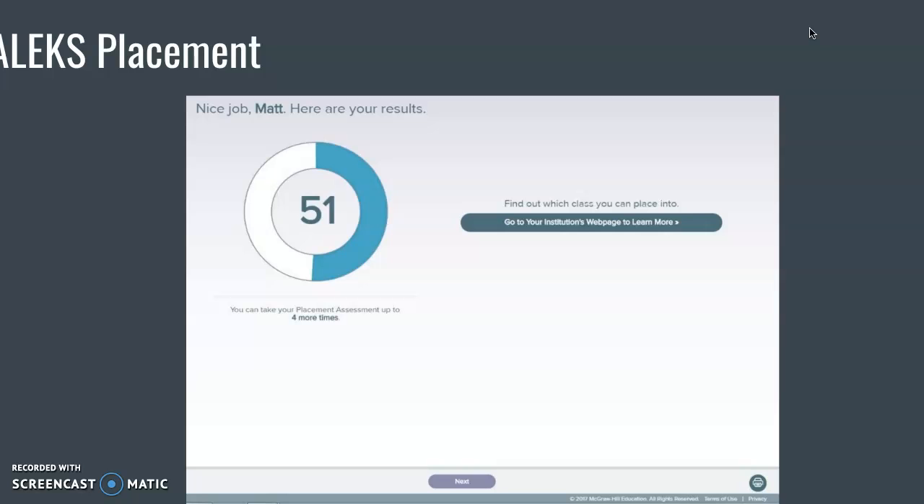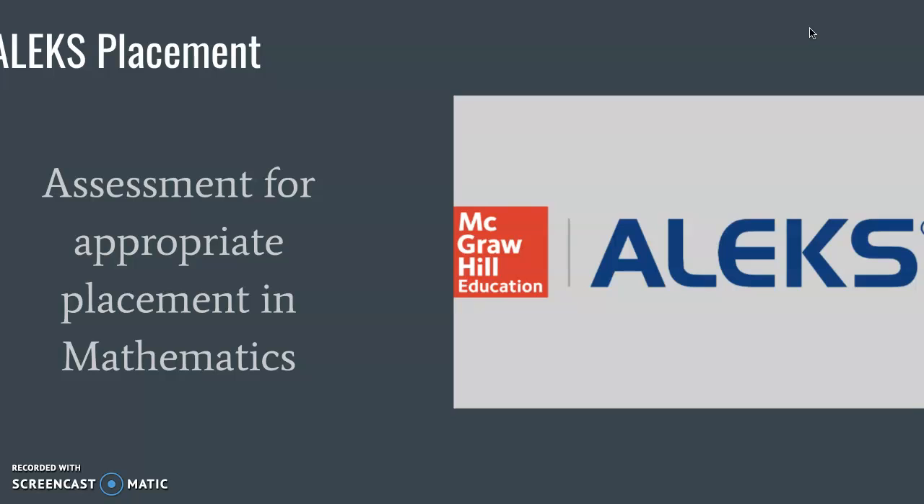ALEKS was acquired a few years ago by McGraw-Hill Education, and it has grown tremendously. The University of Memphis, I believe, is one of the early adopters of ALEKS. I want to say at least 5 or 6 years ago. I don't know the exact date, but we've been using it at the University of Memphis for quite a while, and I believe it has helped with people and their placement there as well.